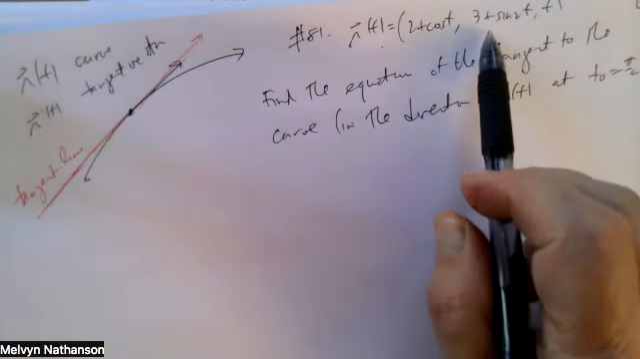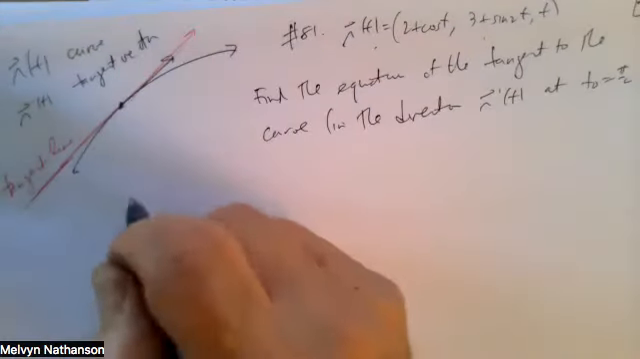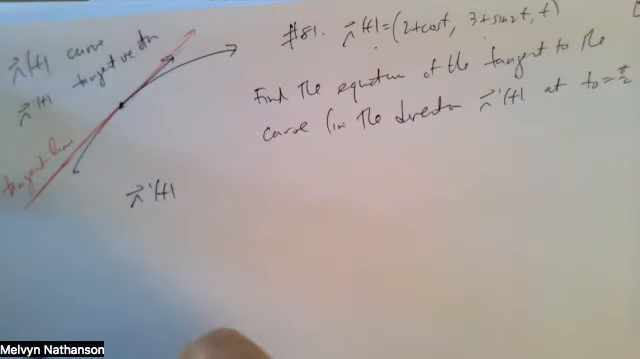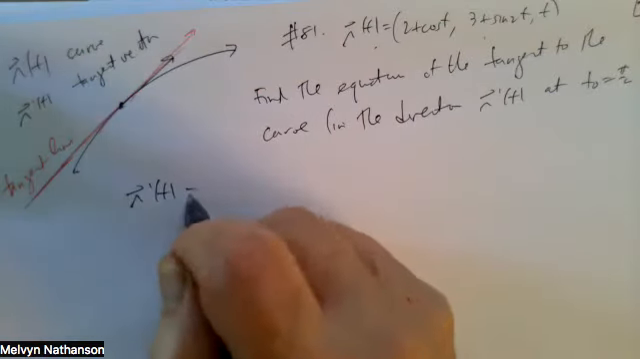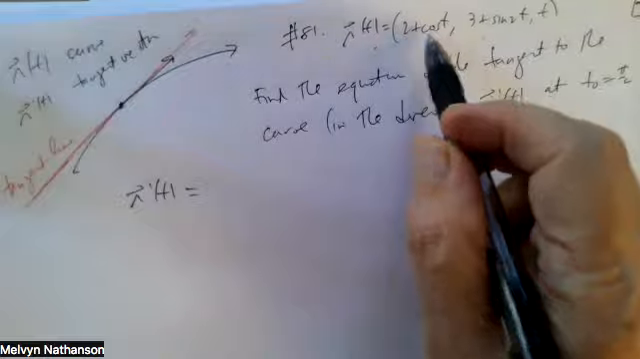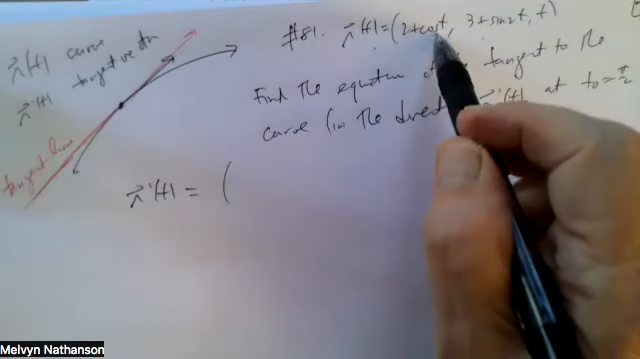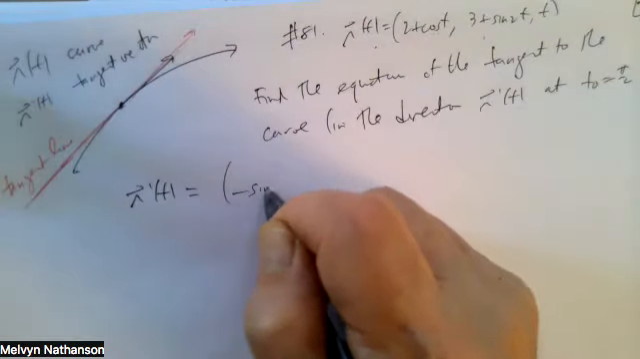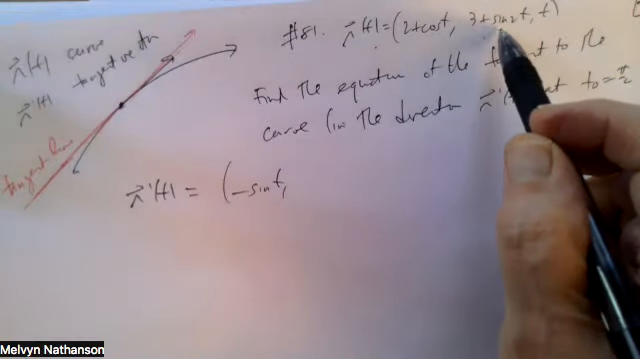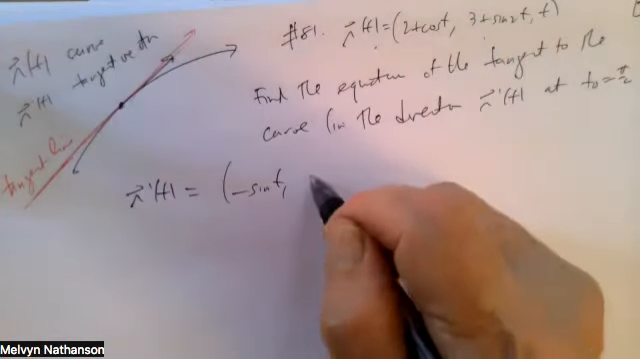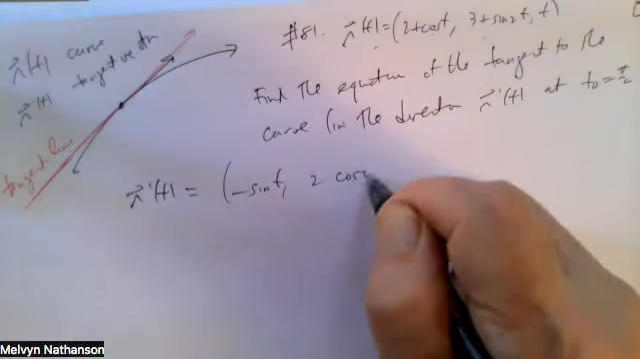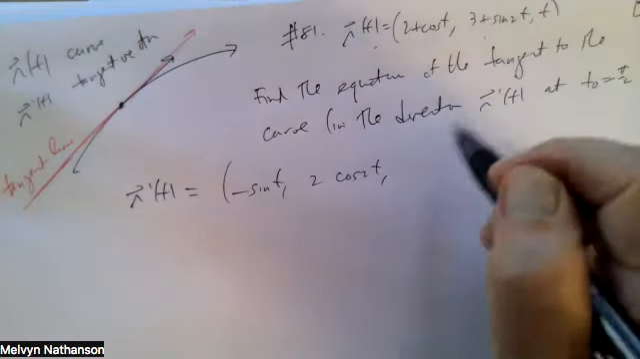So this is my vector valued function r of t. At any point t, r prime of t is equal to the derivative. The derivative of 2 plus cosine t is minus sine t. The derivative of 3 plus sine 2t is 2 cosine 2t, and the derivative of t is 1.